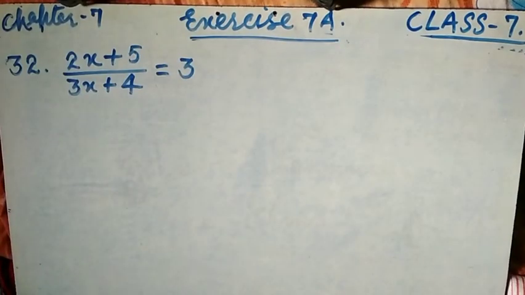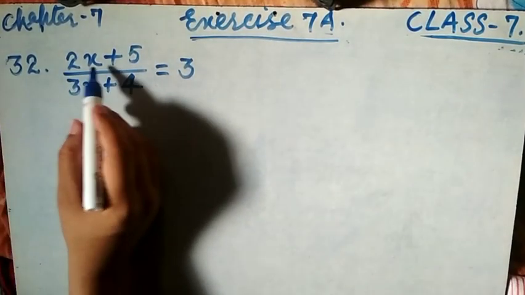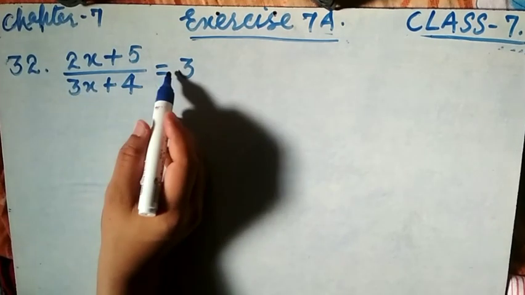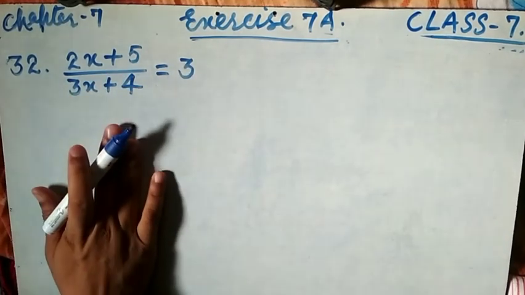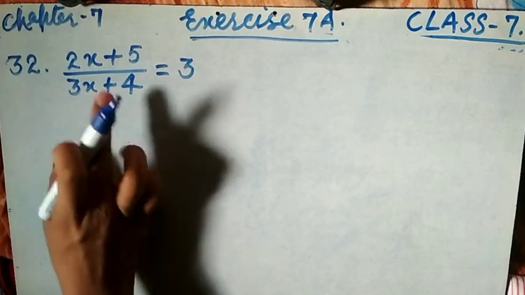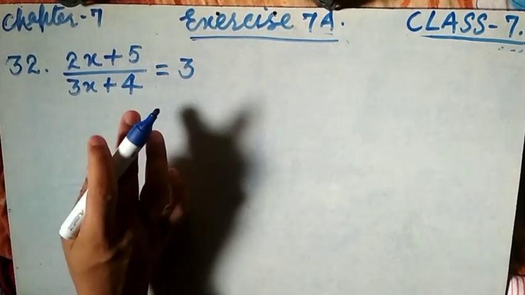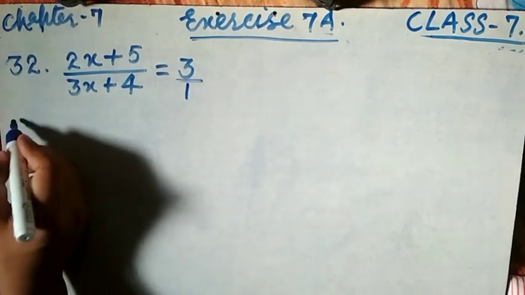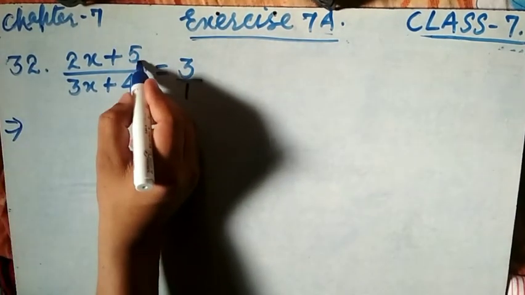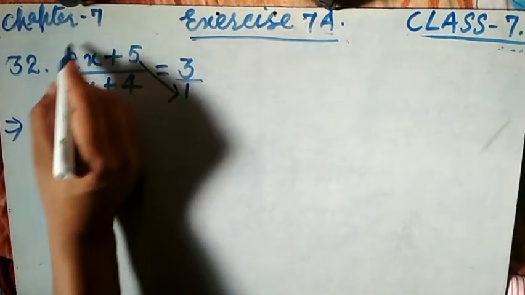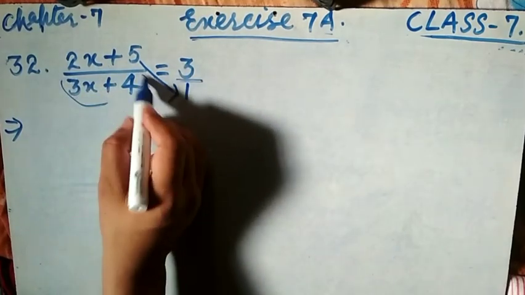This is the last question. Question number 32 says 2x plus 5 divided by 3x plus 4 is equal to 3. The question says first find the value of x, then check. Let me first find the value of x. Here a 1 is hidden. In such questions we have to do cross multiplication: this whole term is multiplied by 1 and this whole term is multiplied by 3.